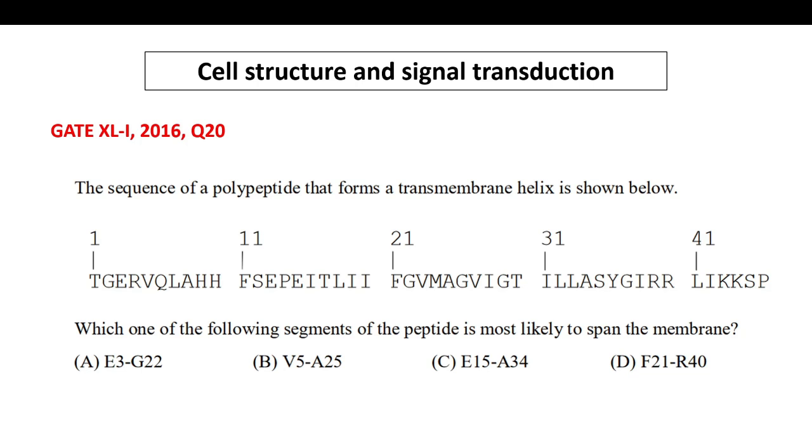So what this question is stating: the sequence of a polypeptide that forms a transmembrane helix is shown below. They have given a sequence of amino acids of a transmembrane helix, and they have marked the sequence numbers also. Which one of the following segments of the peptide is most likely to span the membrane? So there are 4 options.